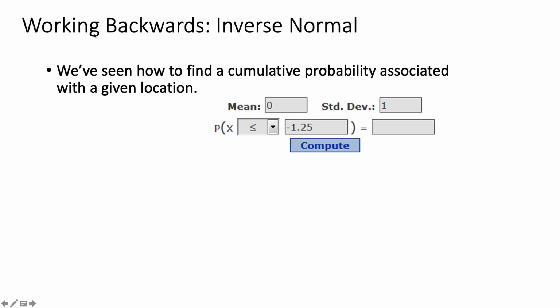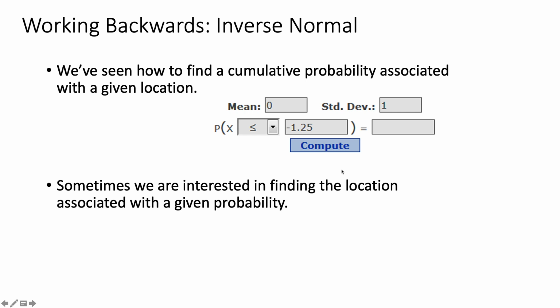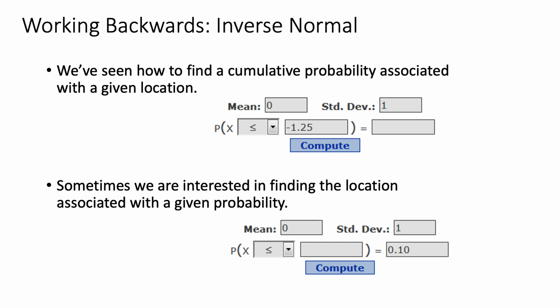So we've seen how to find a cumulative probability associated with a given location. On the last video, we looked at how to find the probability that x is less than or equal to negative 1.25 in the standard normal distribution with mean 0 and standard deviation 1. But what if instead I want to know the location, so what's the x value here, that's associated with a given probability? So I'm looking at something like this. I know the area or the probability, and I want to know what's the x value that goes here.